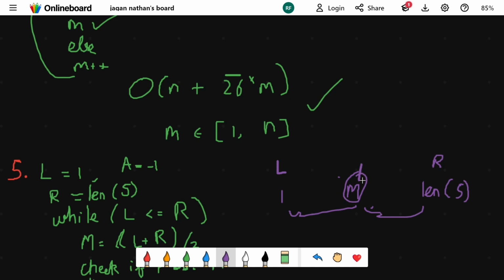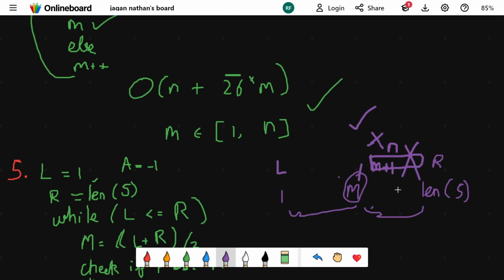We'll check whether it will be possible to generate x of size n under m repetitions. If it is possible to do so, then it means that we don't have to check from m plus 1 to R, right? Because obviously we need the minimum number of repetitions possible, and if m is possible, why do you need to check for m plus 1, right? So we can eliminate the right hand side answers on that occasion.